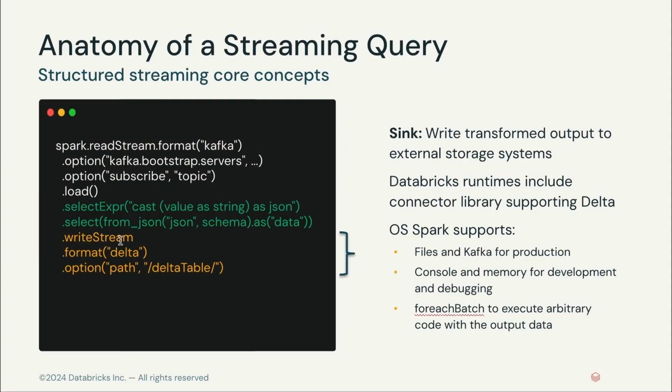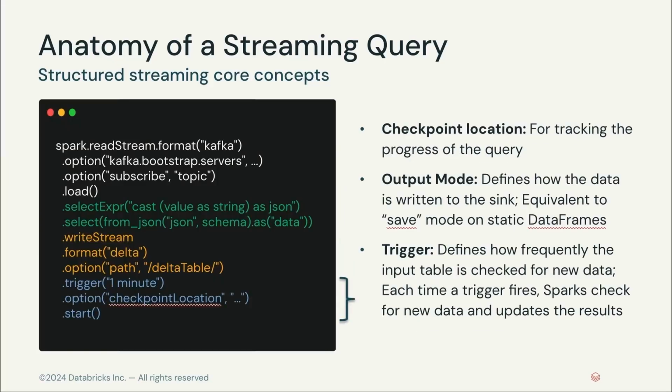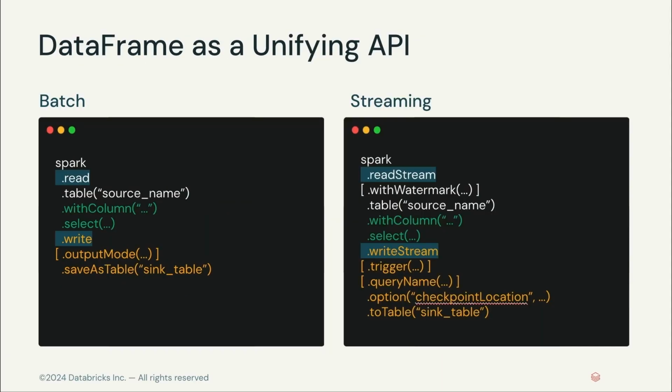So we'll call write stream, we'll say that the format is delta. Now in Databricks, that's going to be the default, but the format is going to be delta. We can add a path to a specific delta table by calling this option or applying any other options that might be available to us. And then finally, we define the trigger, right? So our trigger might be, say, 1 minute, where we load the data every minute, we apply the transformations and we write to our output sink. We then provide a checkpoint location so that we can ensure fault tolerance and exactly-once processing. And finally, we call start, and it's just that easy.